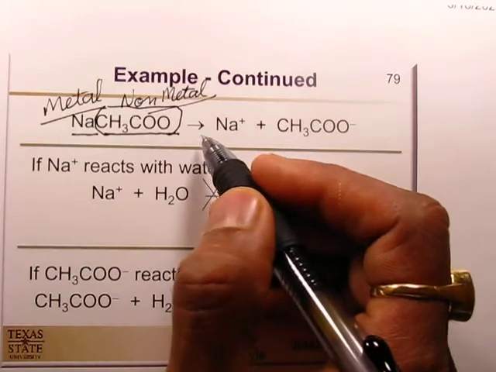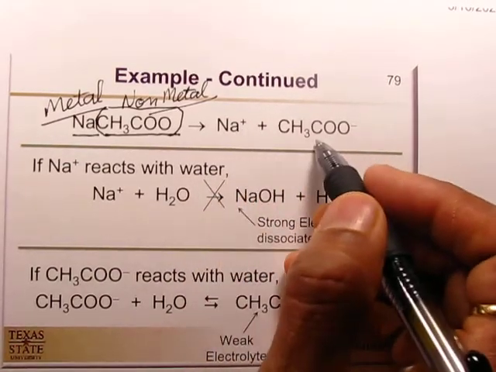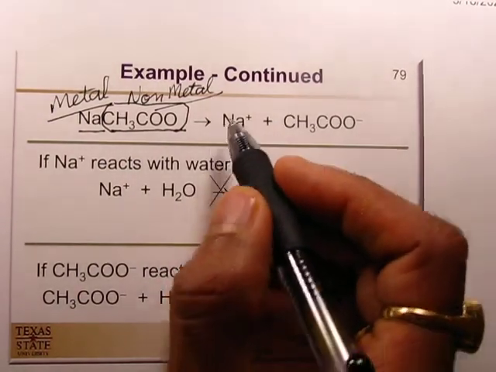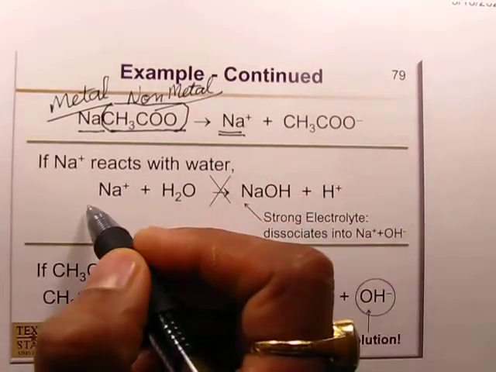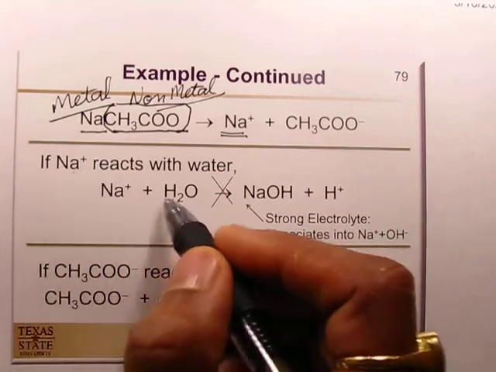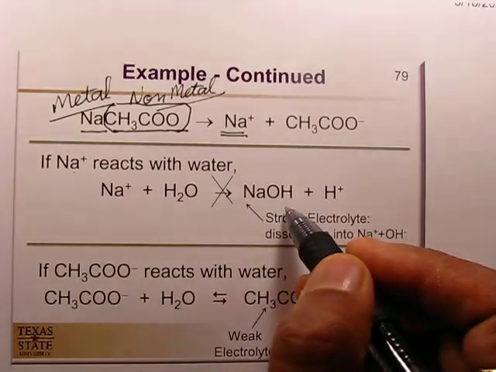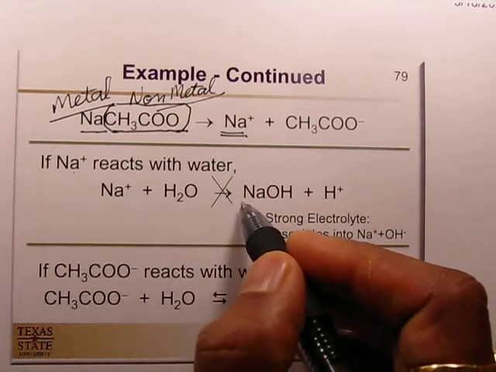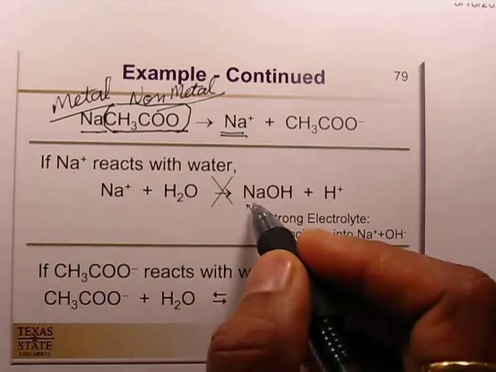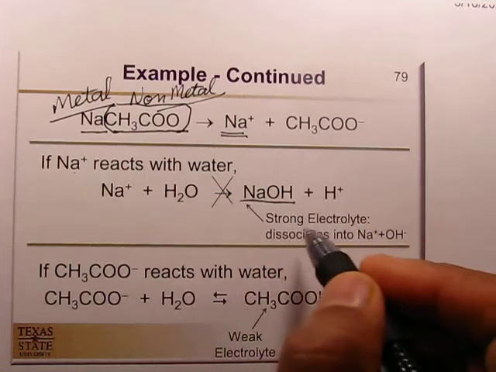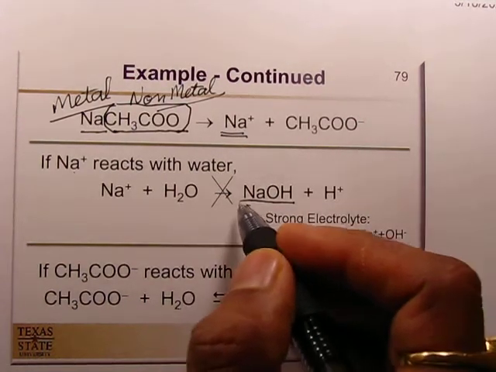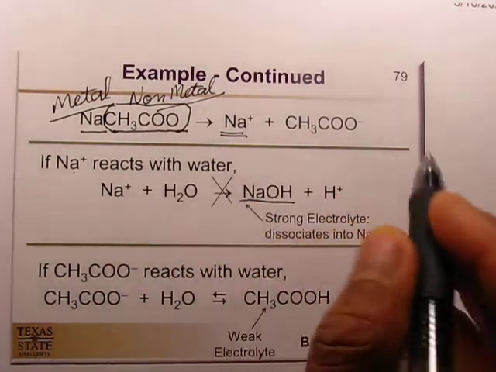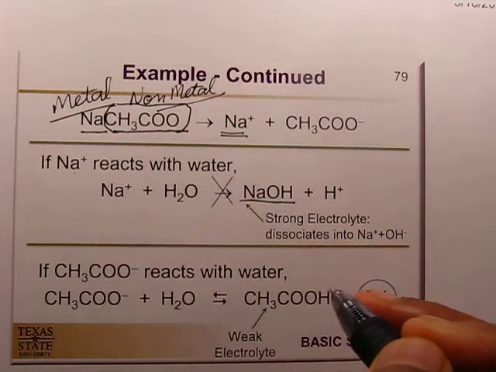And once it dissociates in the water, it forms sodium ion and acetate ion. As per the previous slide, we know that sodium does not react with the water. Sodium ion does not react with the water, because even if it reacted, it would form sodium hydroxide, and sodium hydroxide is a strong base. It would again go back to the ions. So there will be no reaction with the water for sodium ion.